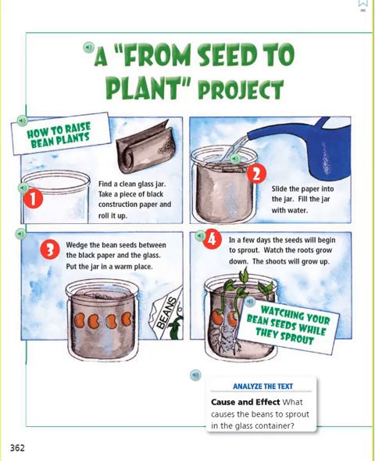3. Wedge the bean seeds between the black paper and the glass. Put the jar in a warm place. 4. In a few days, the seeds will begin to sprout. Watch the roots grow down. The shoots will grow up. Watching your bean seeds while they sprout.